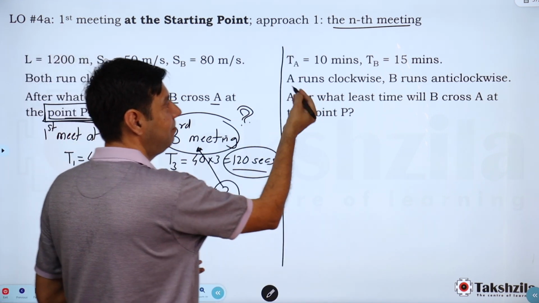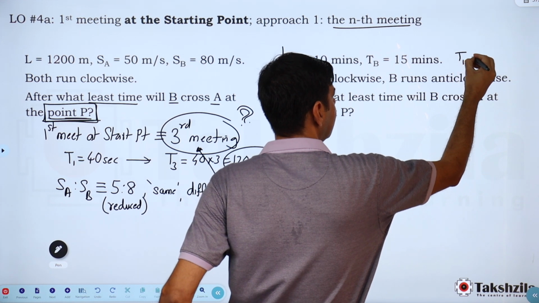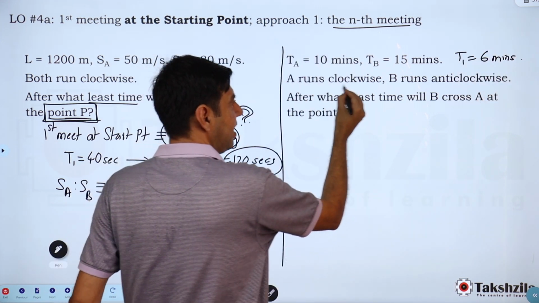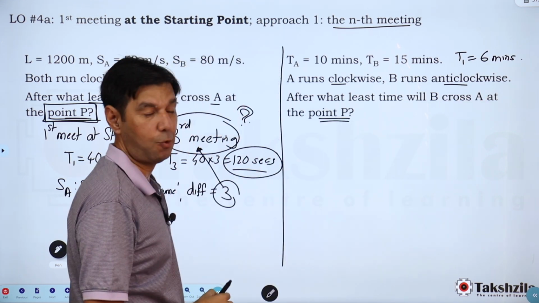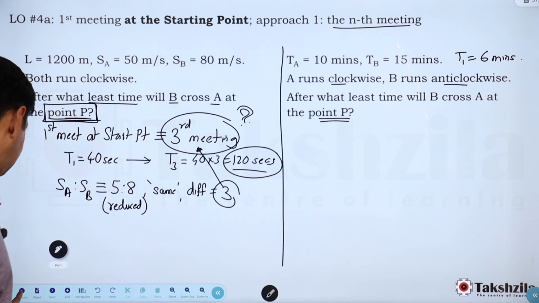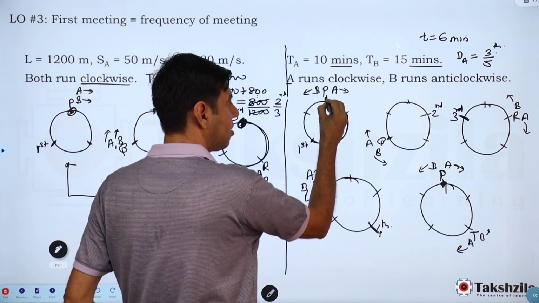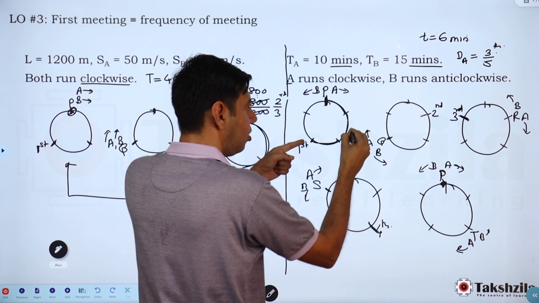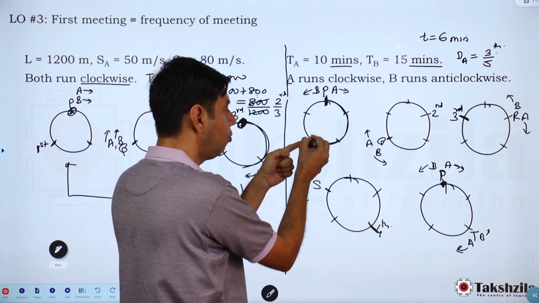Can I do that same for this question? Yes. In this question, we have found the time taken for the first meeting, which is 6 minutes. They are running in opposite direction, and we want the least time after which B crosses at the point P. So if I go back to the previous slide, originally we started from P. Our first meeting in A's direction was after 3/5 of a round. Now instead of going in different pictures, let's look here itself.